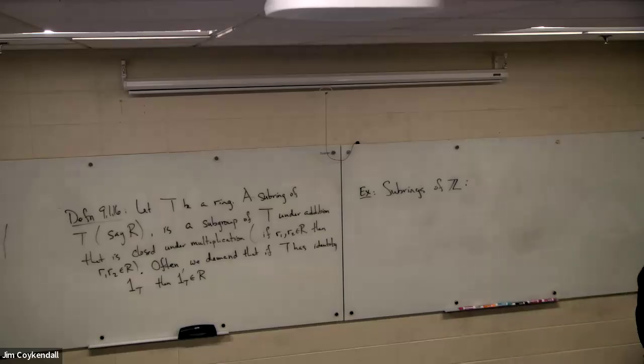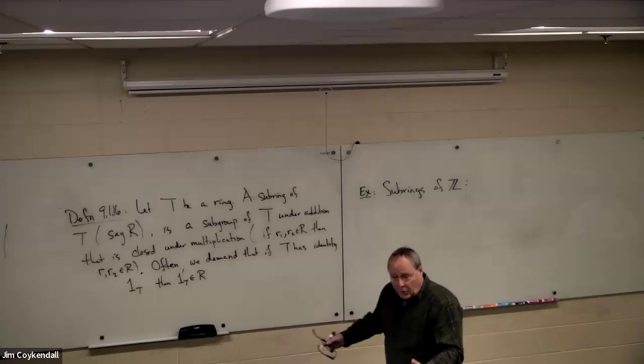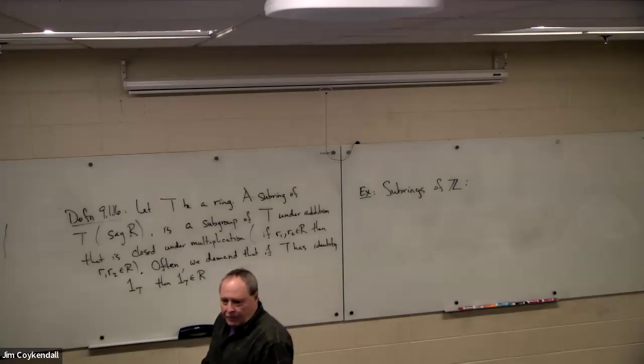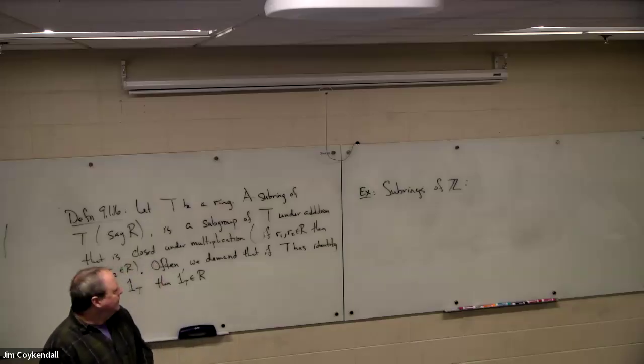What are the subrings? Well, we get lucky here, in a certain sense. The first logical thing for me to do is ask myself, what are the subgroups of Z? Because for it to be a subring, first of all, it's got to be a subgroup, right? Anybody remember what the subgroups of this are?